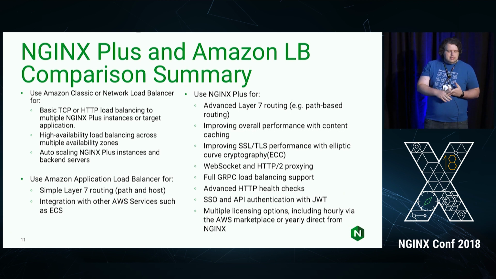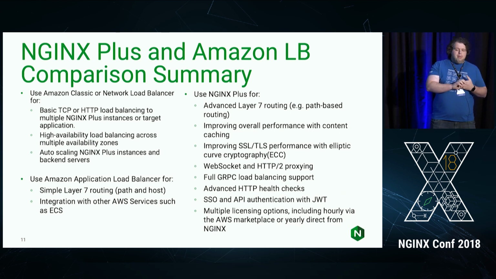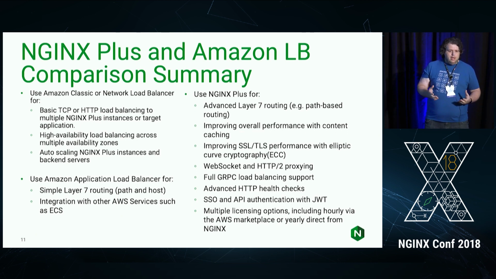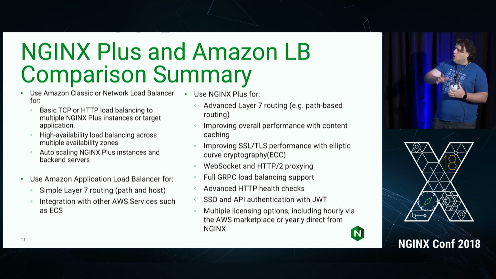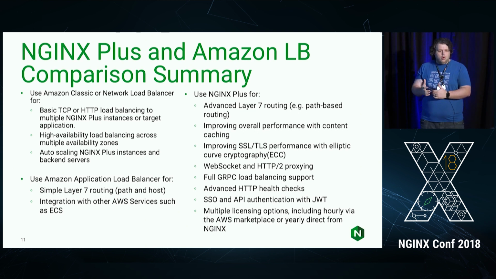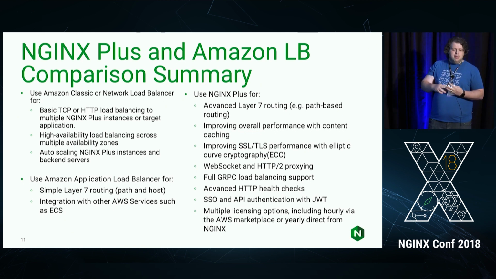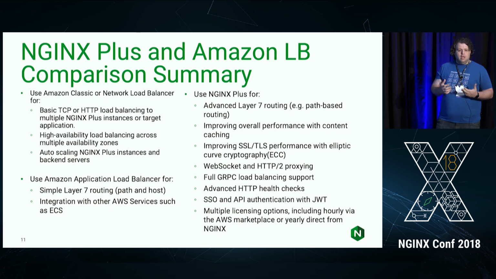When talking about the Amazon Classic, Network, and Application load balancers, those are fully managed products by AWS. There are no instances to run or operate, and they give you enough tweaking and tuning knobs for certain applications, depending on the kind of application you're deploying and the control mechanisms you need. On the other side, you have NGINX Plus, which, like I mentioned before, is often used in combination with the AWS load balancers to provide an extra layer of configuration and performance, and in many cases it helps save cost on AWS because of the things it can do to help you cost optimize in other parts of your architecture.